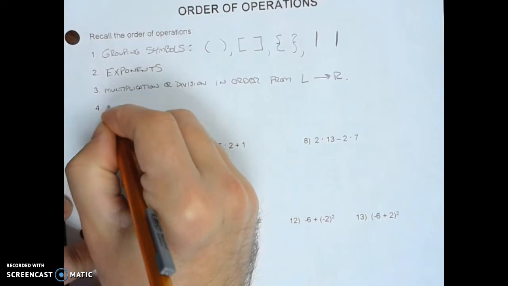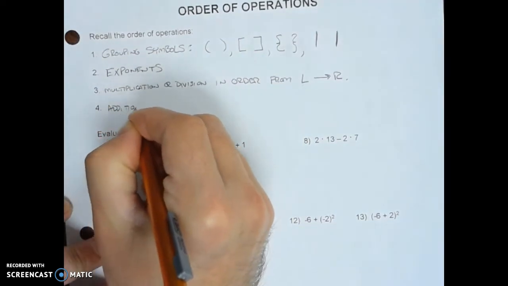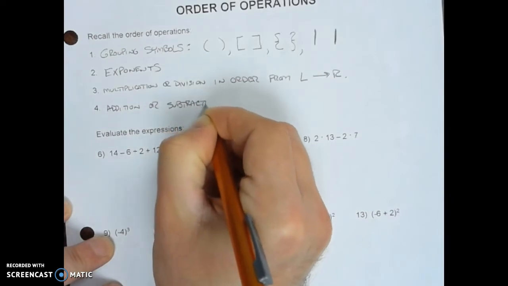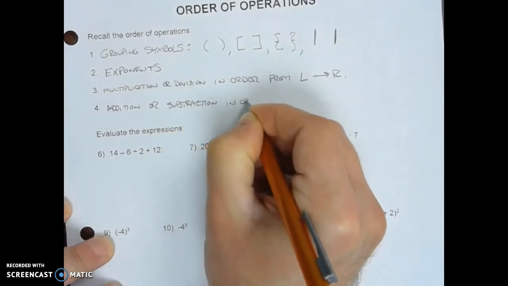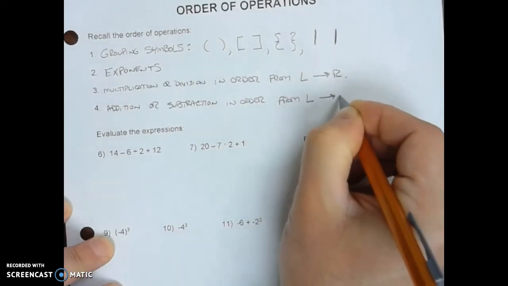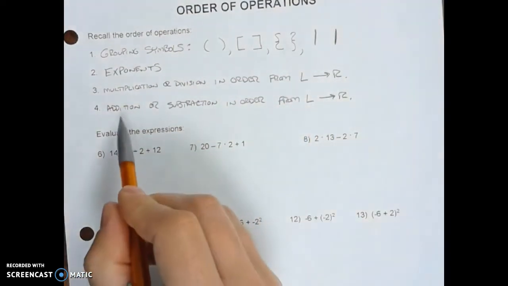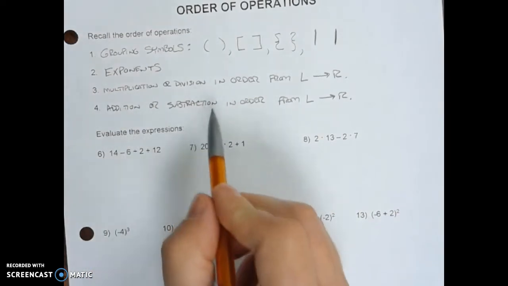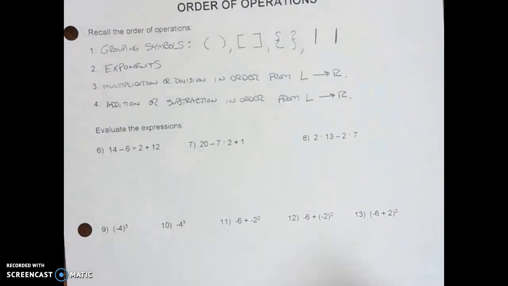The last thing we need to look for is addition or subtraction, and again, we go in order from left to right. So if the addition comes first, we'll worry about the addition, but if the subtraction comes first, we take care of the subtraction first.